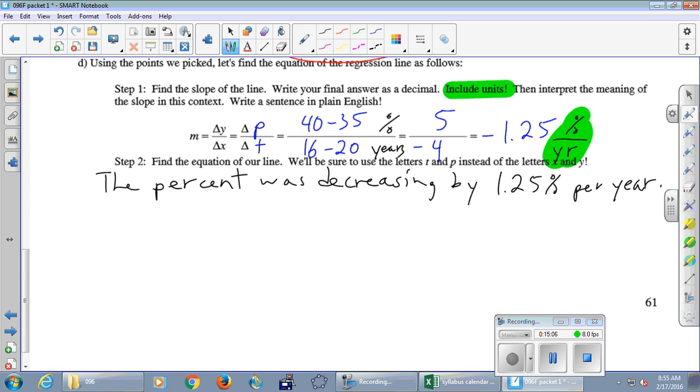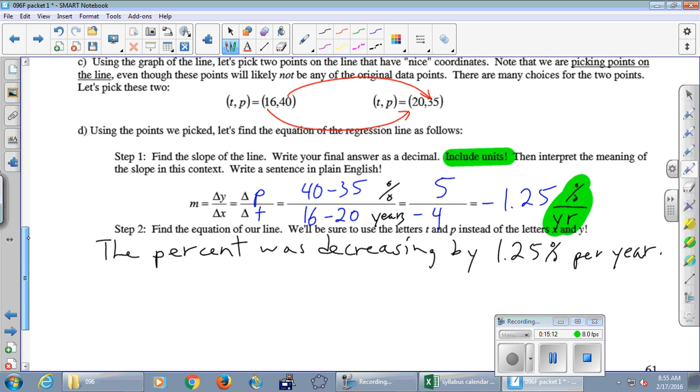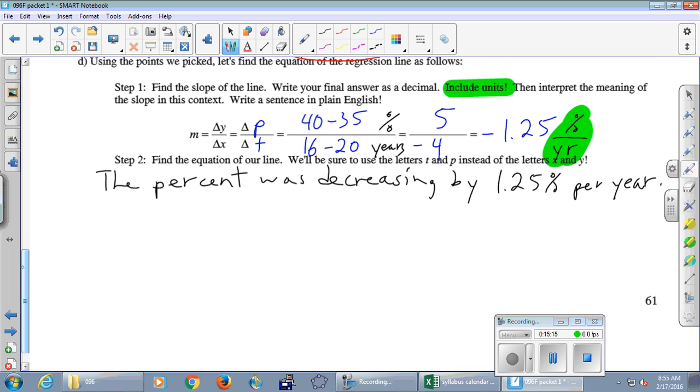Okay, so let's now finish this one by finding the equation of the line. We've got our slope. We can use either of these points. I think most of the folks in the room prefer the y equals mx plus b version. But if you want to use the y minus y1 version, that's okay too. But again, I want us to change the letters here. We don't have x and y in this problem. Instead of y, p, and instead of x, t. So that's our new mx plus b equation for this problem.